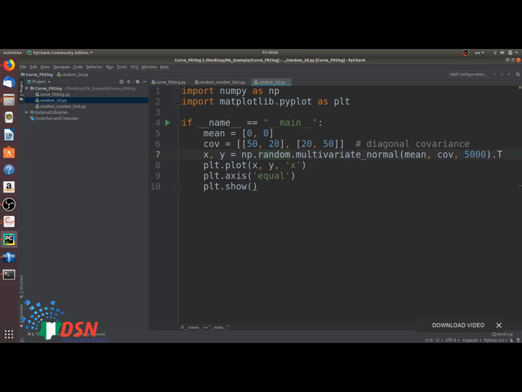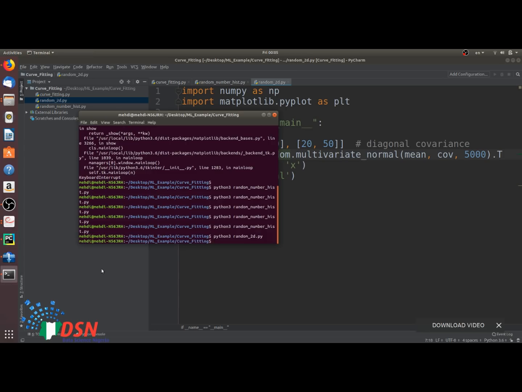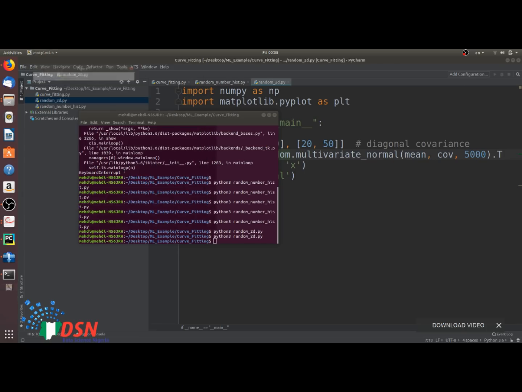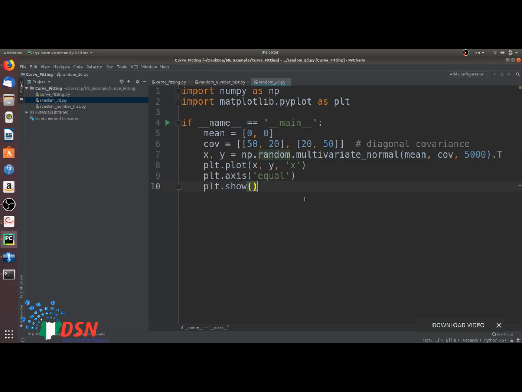So it is 20 and 20, and then if we run that, we can see that it shows some kind of linear relation between x and y, because this is a line that relates the x and y distributions together. So in this case, x and y random variables are dependent with a linear relationship.